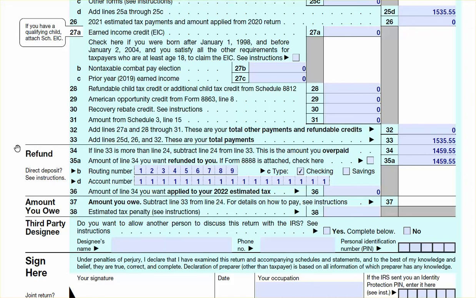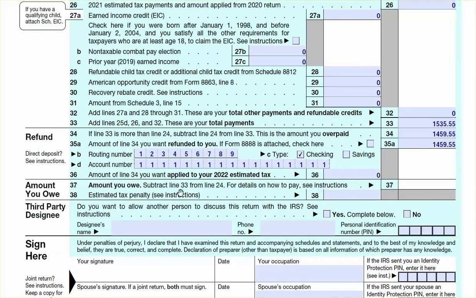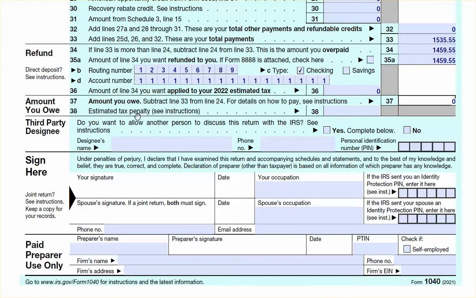So Angela was lucky that she got a refund. This is not always the case. Many people will owe money on their taxes. This would be true if line 24, what you owe, is bigger than line 33, which is what you'd pay. So you would subtract line 33 from line 24 to figure out how much you owe. Again, we don't owe any money. In some cases, if you severely underpaid, they might charge you a penalty.